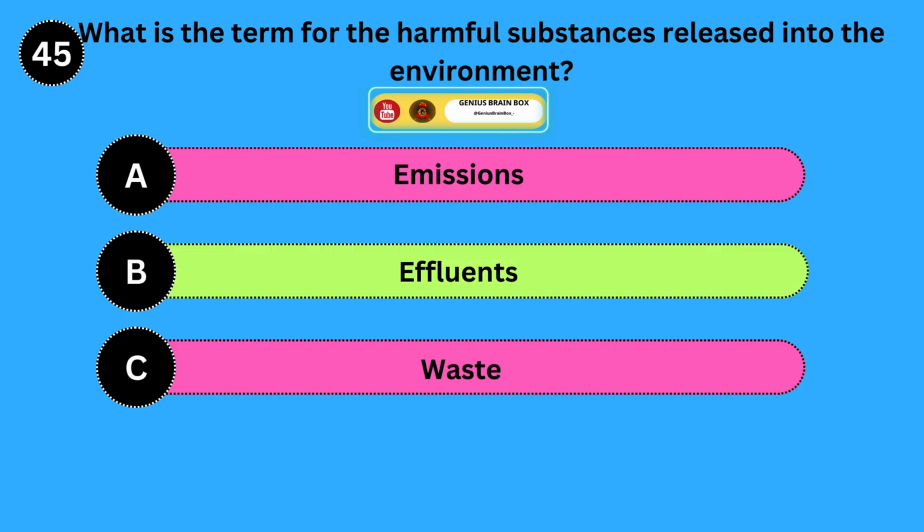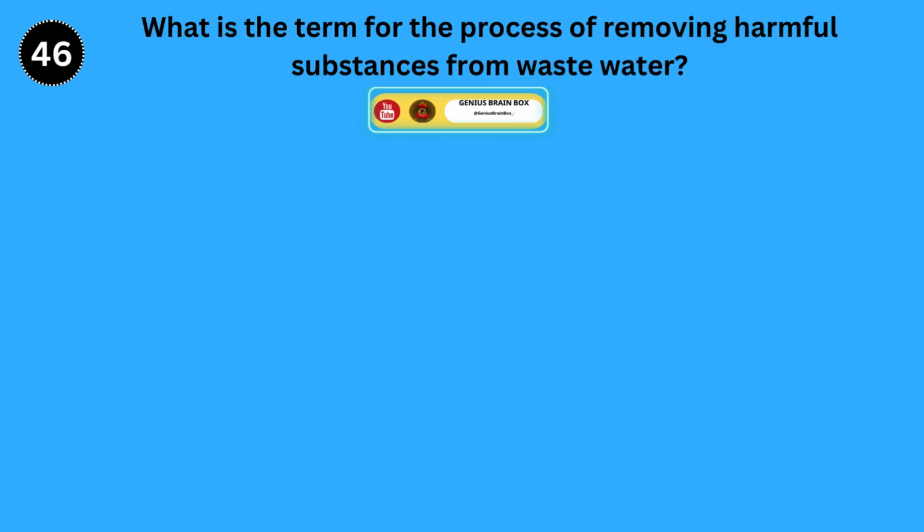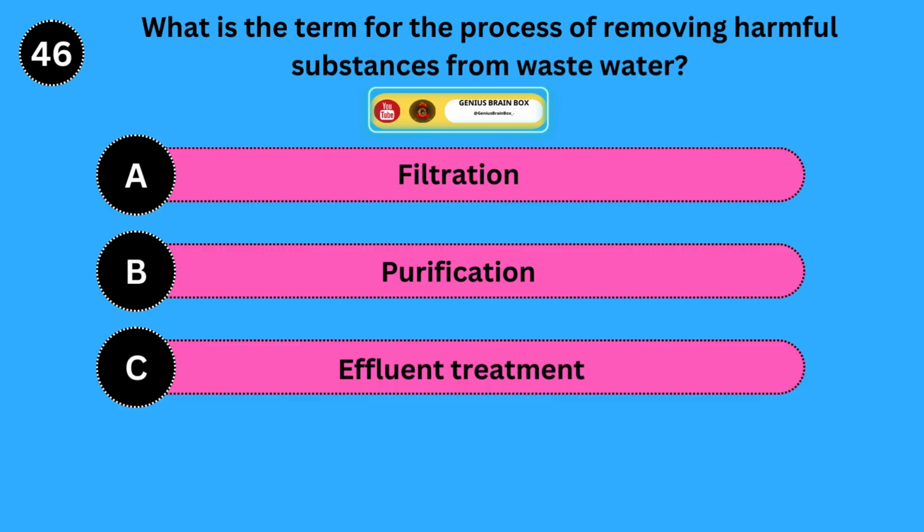Explanation. They also give out smoke and pollute the rivers and surrounding land with their chemical effluents. What is the term for the process of removing harmful substances from wastewater? Option A, filtration. Option B, purification. Option C, effluent treatment.